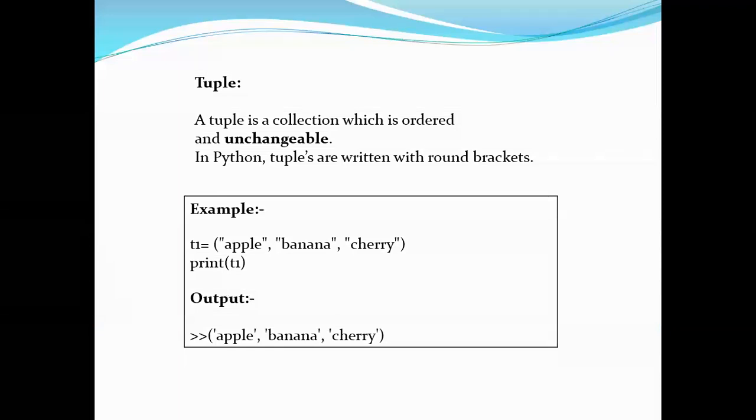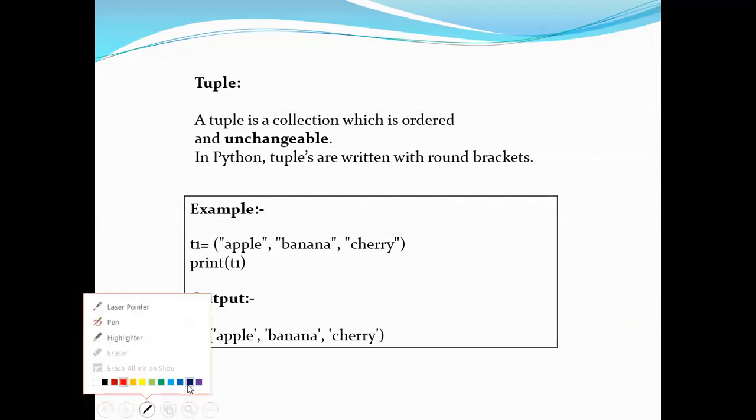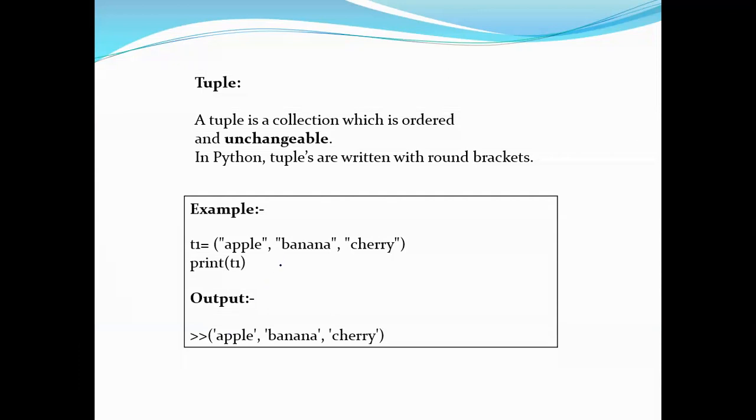Now we will see how to declare and initialize a tuple in Python. We have a variable t1 which is initialized with a sequence: apple, comma, banana, comma, cherry. I have three strings here. These three strings are separated by commas and enclosed inside round brackets. This is what you need to understand.